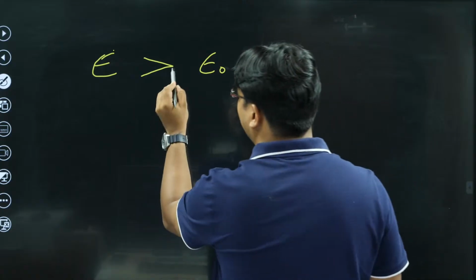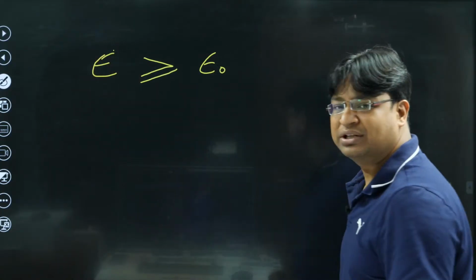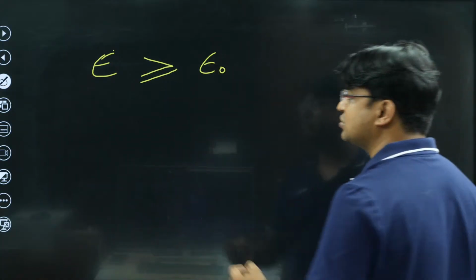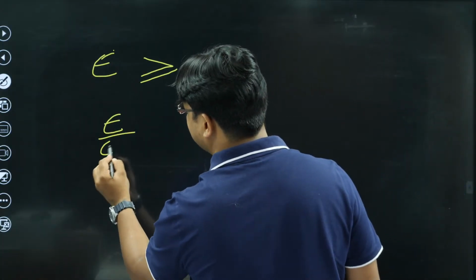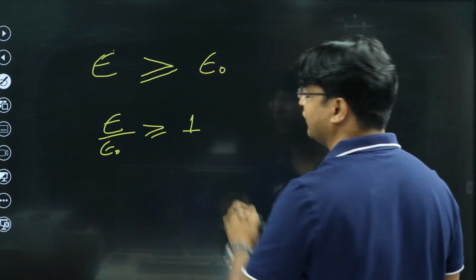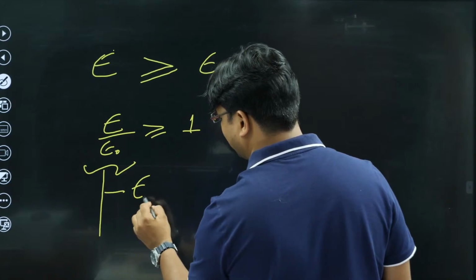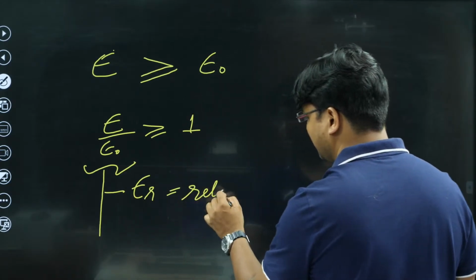Okay, if you want to include vacuum also in the list of mediums that you are considering on the left hand side, then you can put an equality also, which also means that this ratio will always be greater than or equal to 1, and this ratio has got two names. It is called the relative permittivity also.